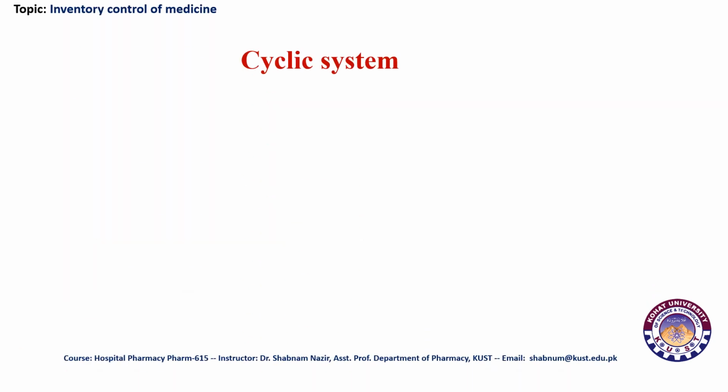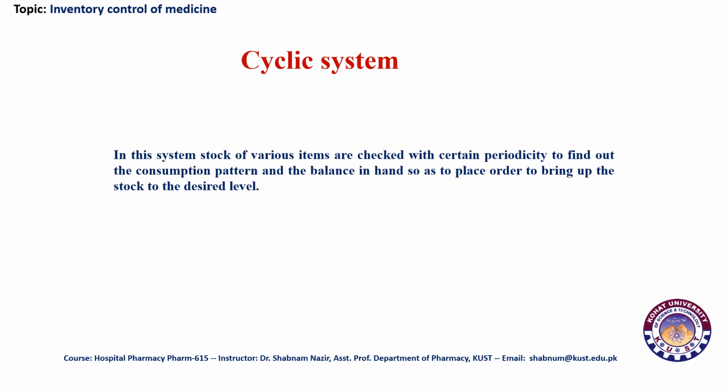Then comes the cyclic system, and it is much easier, but it is not that precise, you can say, because in this system, stock of various items are checked with certain periodicity to find out the consumption patterns and the balance in hand, so as to place orders to bring up the stock to the desired level. It means that, for example, during a 6 months period of time, in the start, various items have been stocked. Here I am giving only an example. It could be 3 months, it could be a certain time period, which could be a financial budget time period adopted by any hospital.